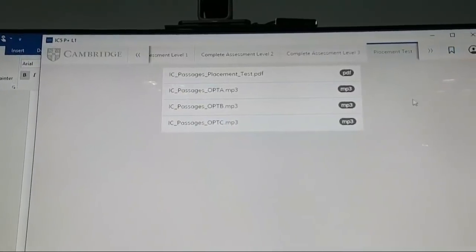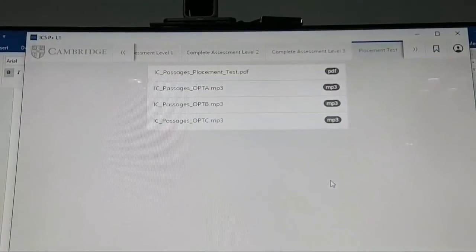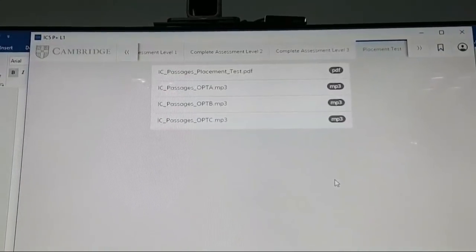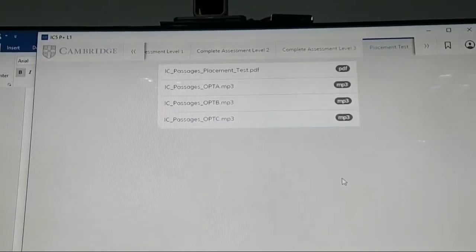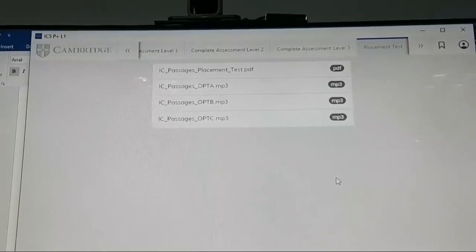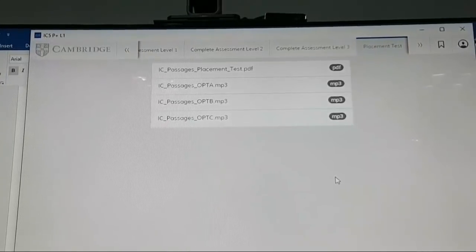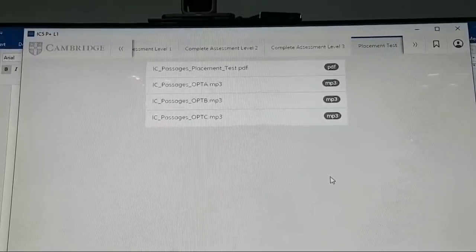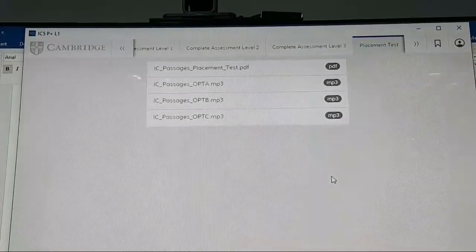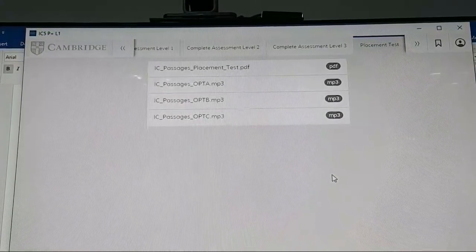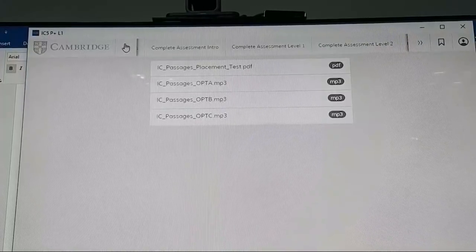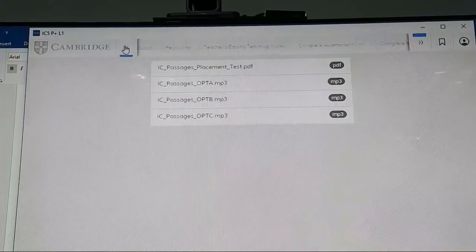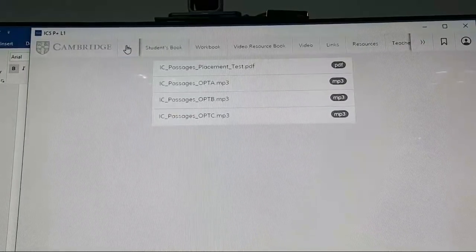So far, I think in this hour and a few minutes, we have covered many of the components that you have for Interchange. You have an overview of how one unit works. You have an overview also of the different components that are relevant to the course book. I'm going to move back a little bit. I'm going to go back to the student's book.